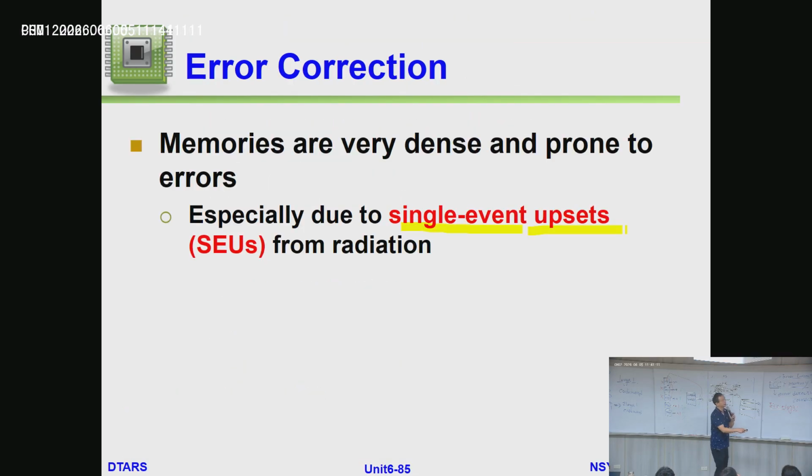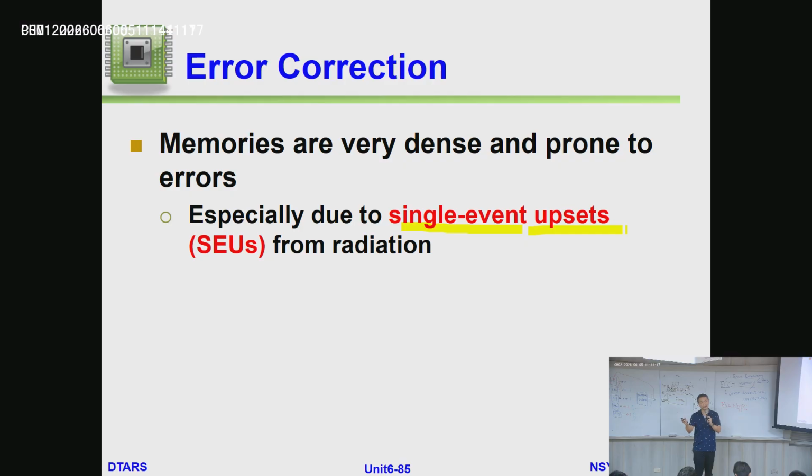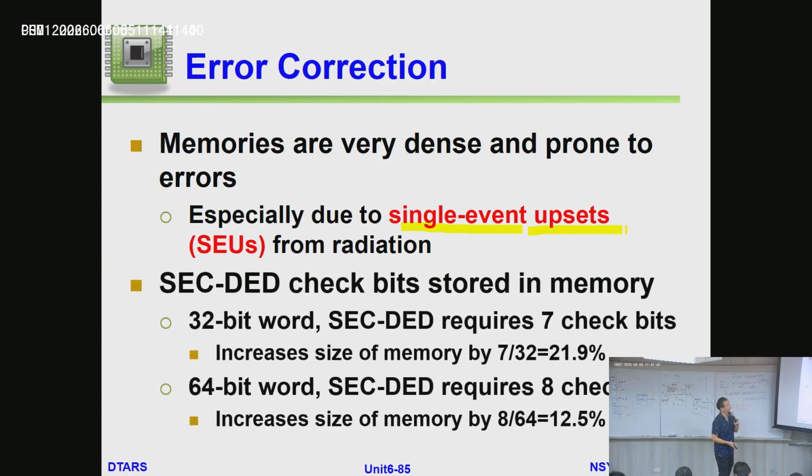So that is the reason why, when you buy memories, you can find there is an option: do you want this ECC capability for your memory? If you buy it, then you don't need to worry about radiation soft errors. These are actually the soft errors we introduced at the beginning of our slides, soft errors because of radiation. Yeah, so that is the application.